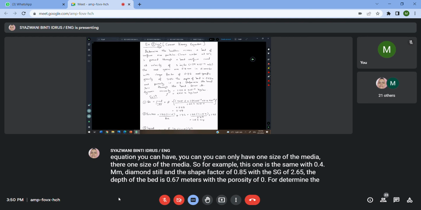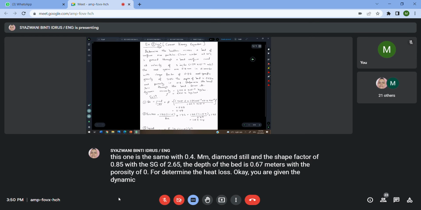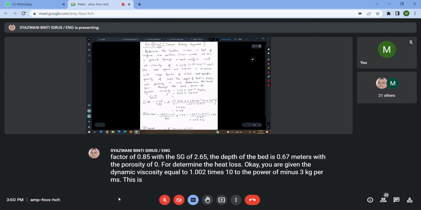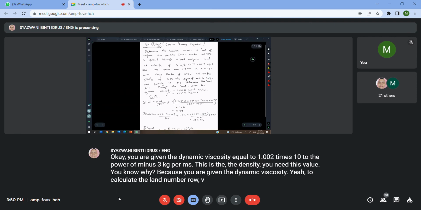Determine the head loss. You are given the dynamic viscosity equal to 1.002 times 10 to the power of minus 3 kg per m·s. This is the density. You need this value, you know why? Because you are given the dynamic viscosity, to calculate the Reynolds number, rho V d over mu, or V d over nu, the kinematic viscosity.